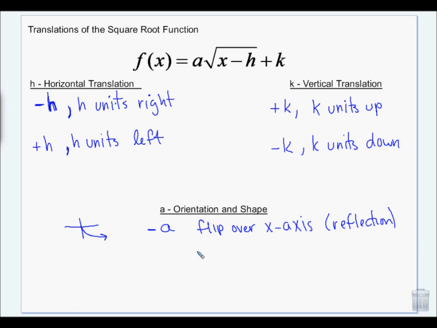If the absolute value of a is greater than 1, so 2, 3, 4, 1.5, anything like that, you're stretching vertically. So if your normal graph goes like this, you'd be more like that. You're fatter.